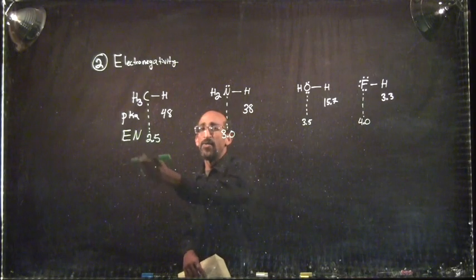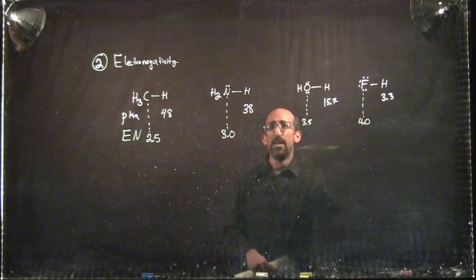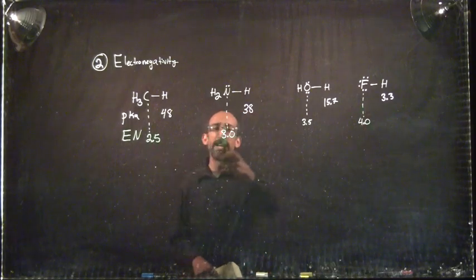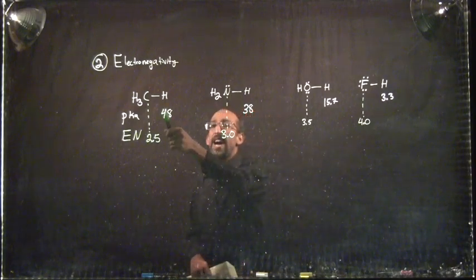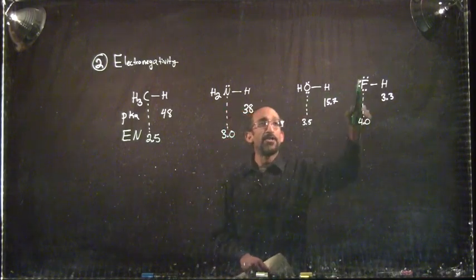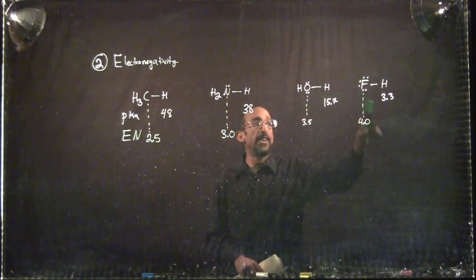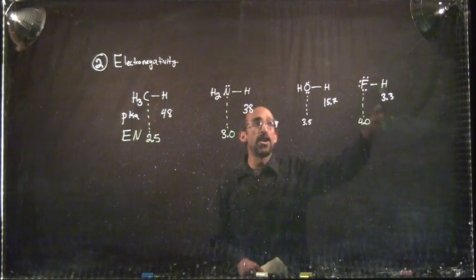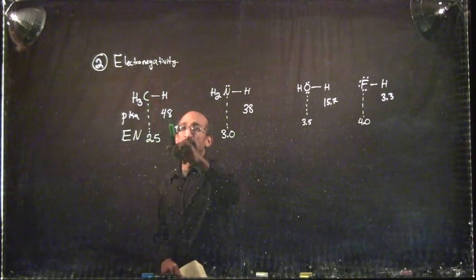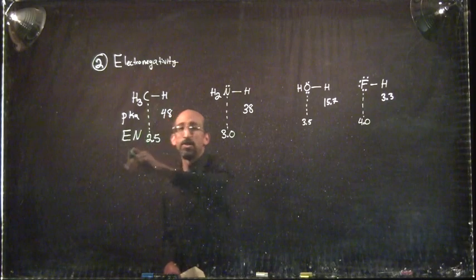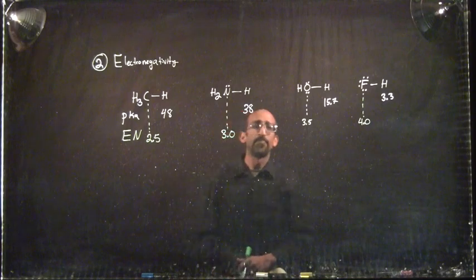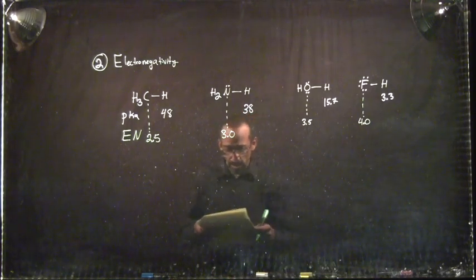So we see that as the electronegativity increases, the pKa decreases. Or said another way, as the electronegativity increases, the acidity also increases. So when we have a very electronegative atom, that's going to give us a lower pKa, a stronger acid. If we have a low electronegativity, that's going to give us a higher pKa, a weaker acid. And so now we can make these qualitative comparisons using electronegativity as a factor to determine this.